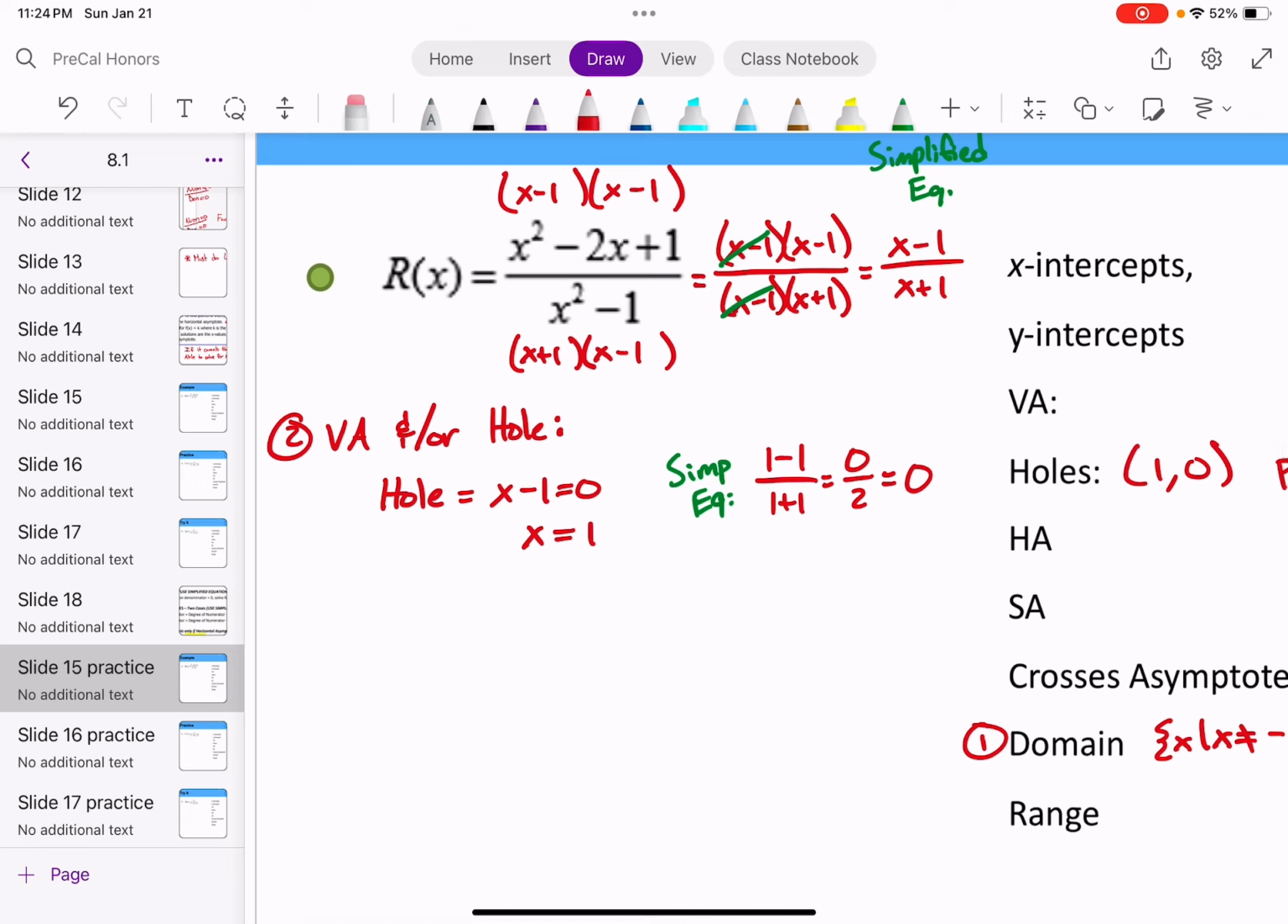Now let's take a look at our vertical asymptote. Vertical asymptote, that is going to be where the denominator of our simplified equation, so that means this part right here, x plus 1, is equal to 0. So x plus 1 is equal to 0, which means x is equal to negative 1. We're going to put that right in there, x is equal to negative 1.